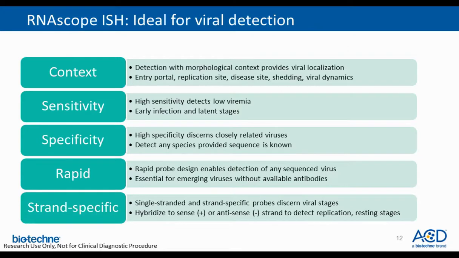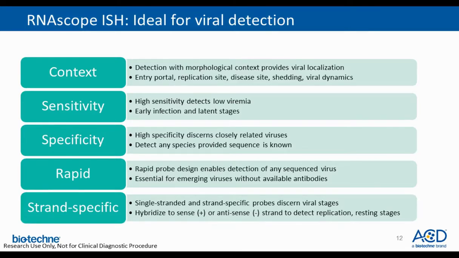The specificity. As I also talked about before, the patented ZZ technology, or the double Z technology, provides high specificity of the assay. What this allows you to do is discern closely related viral species. Given the sequence is known, if you know the sequence of the gene that you're looking for, ACD can design a probe for practically any species.